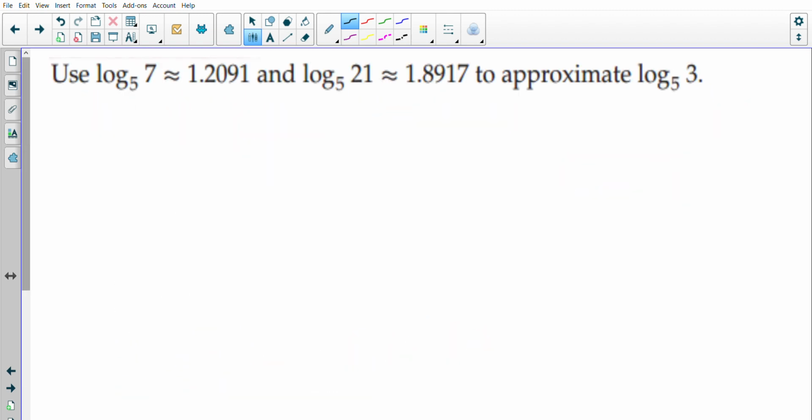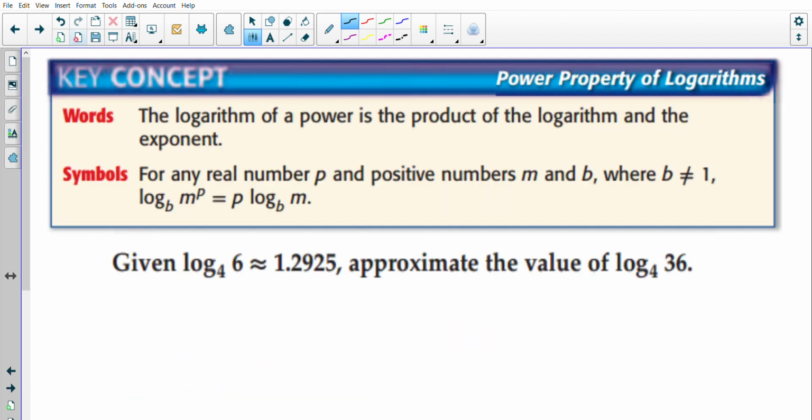Okay, so we're going to skip that page. The logarithm of a power is the product of the logarithm and the exponent. So this one is really nice. It makes it really easy. The power property of logarithms. For any real number p and positive numbers m and b, where b is not equal to 1, log base b of m to the p, so the exponent is only on the number inside the logarithm, you just take that exponent and it gets multiplied out front. So it becomes p times log base b of m.